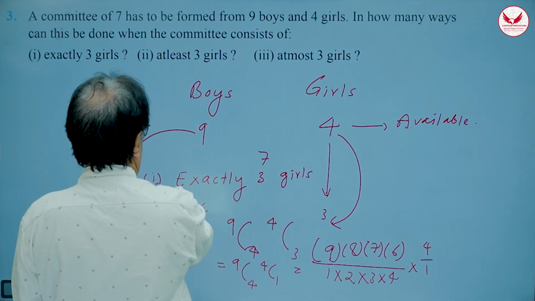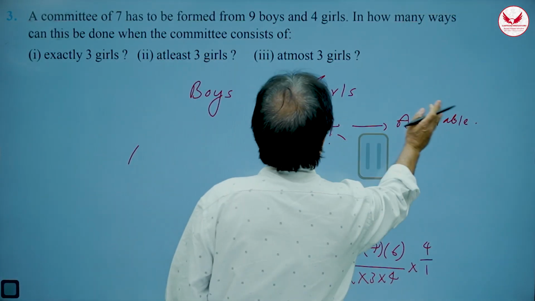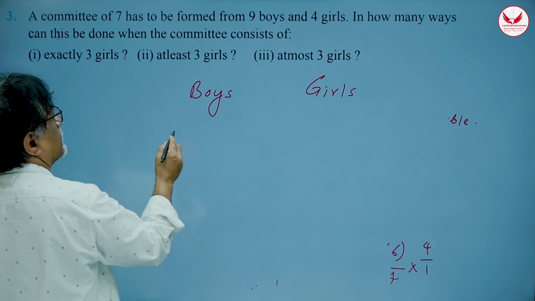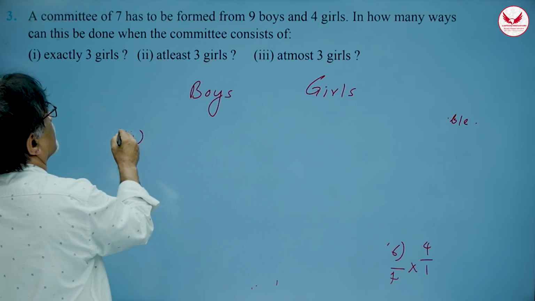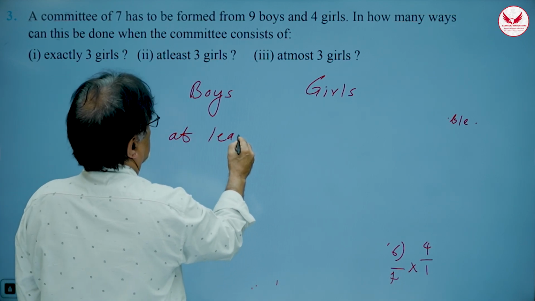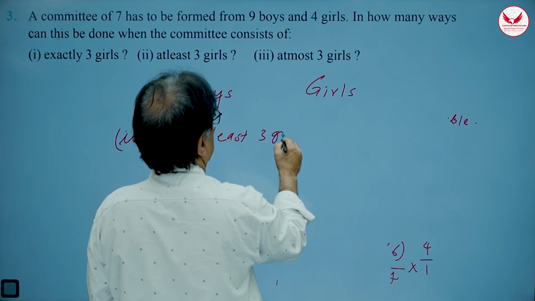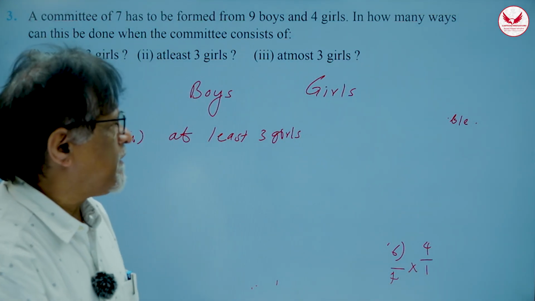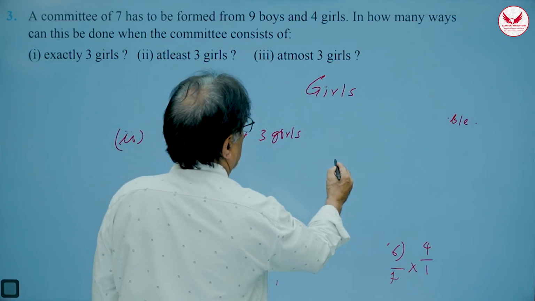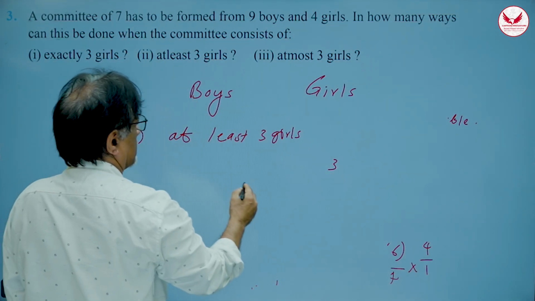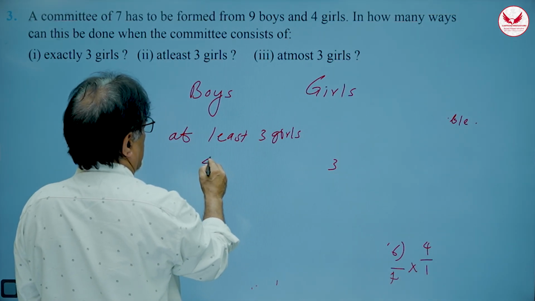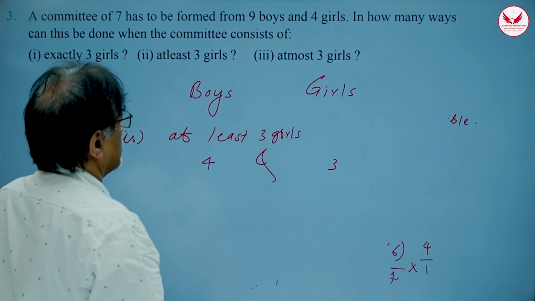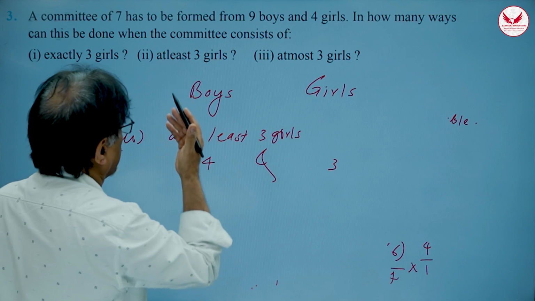Now let us look at the second question. What is the second question? The second question is very interesting: at least 3 girls. That means the problem can be done in multiple ways. At least 3 girls means what? So either 3 girls, and we want 7. The total number has to be 7. That means 3 girls and 4 boys. So 4 boys and 3 girls. That is one combination, right?